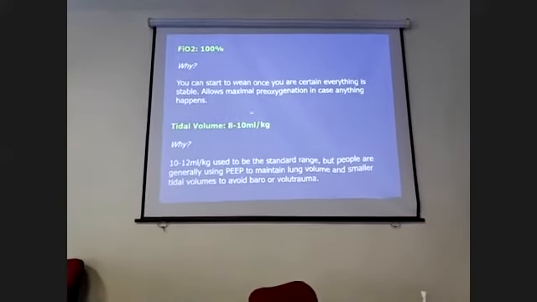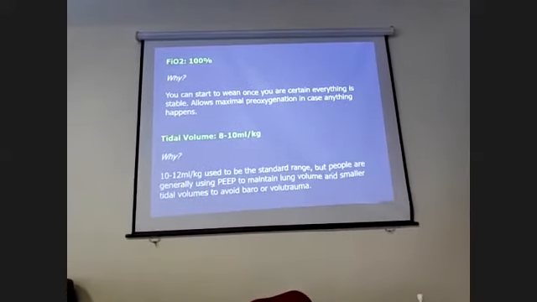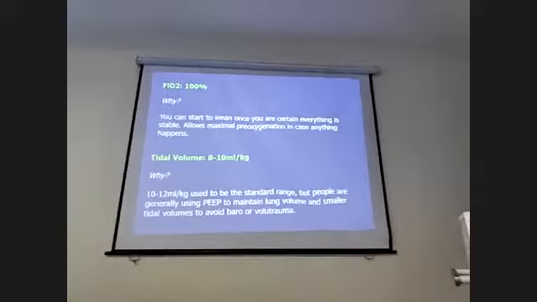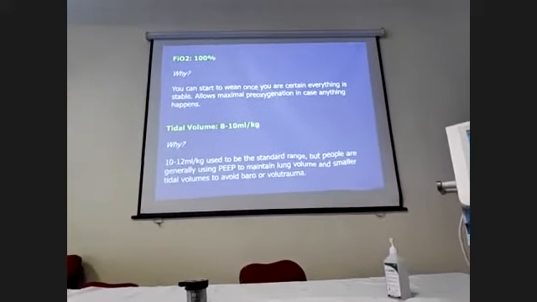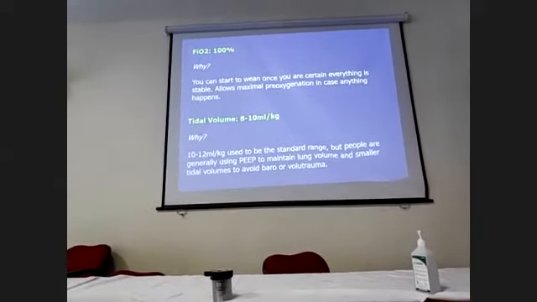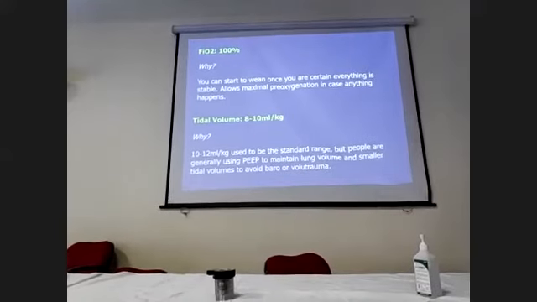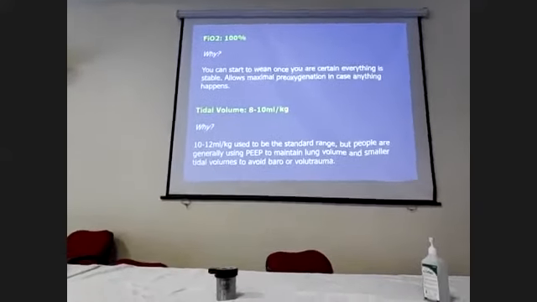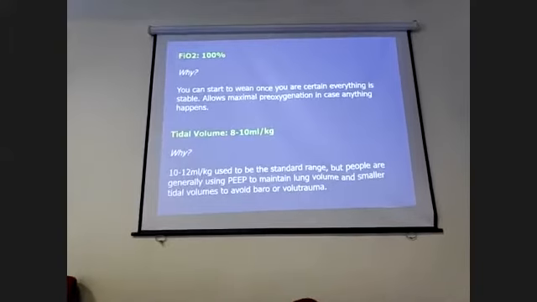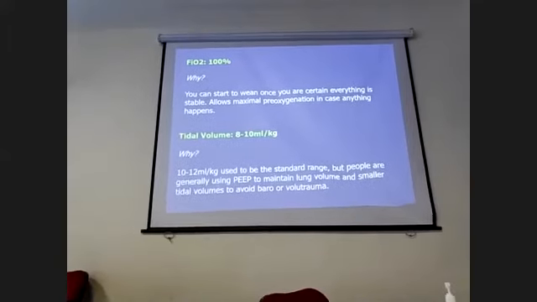Now the tidal volume of 8 to 10 ml per kg. Why? 10 to 12 ml per kg used to be the standard range, but people are generally using PEEP to maintain lung volume and smaller tidal volumes to avoid barotrauma. So if you are adding PEEP, you can reduce the tidal volume a little. That is why 8 to 10 ml is the adequate tidal volume. But if your patient has a stiff lung or ARDS, at that time you can reduce the tidal volume to 6 ml per kg, and you can increase the PEEP up to 15 centimeter of water. That will try to restore the functional residual capacity, and it will be helpful for this patient. In the meantime, you can always adjust or play with your volume.